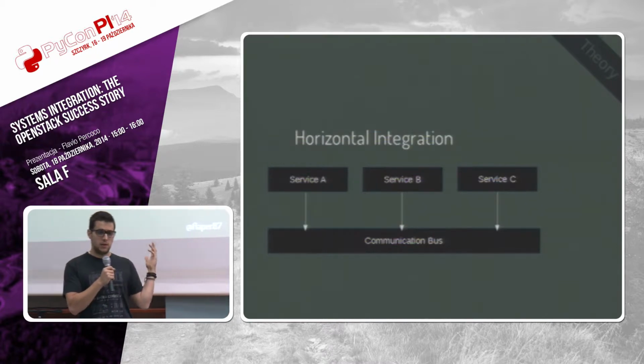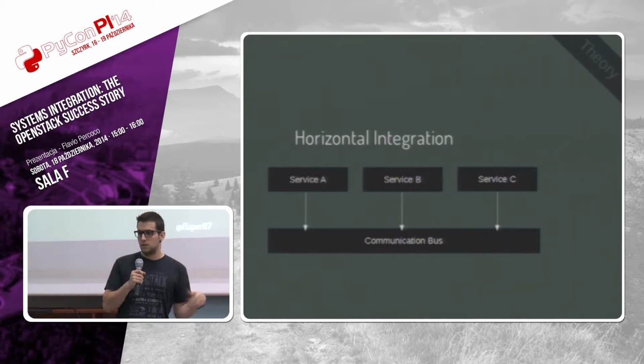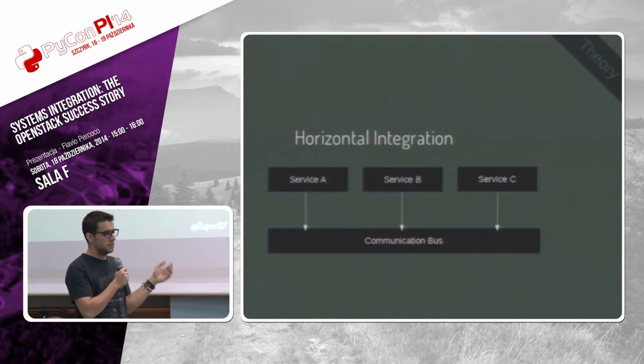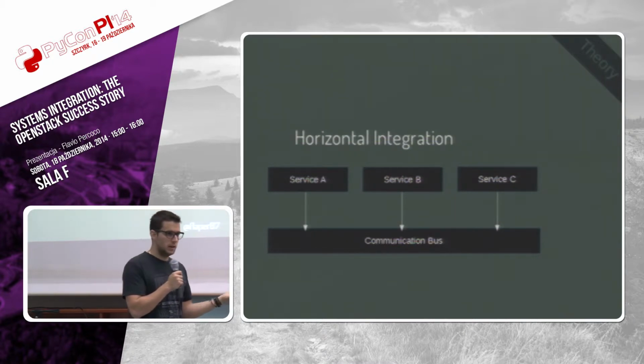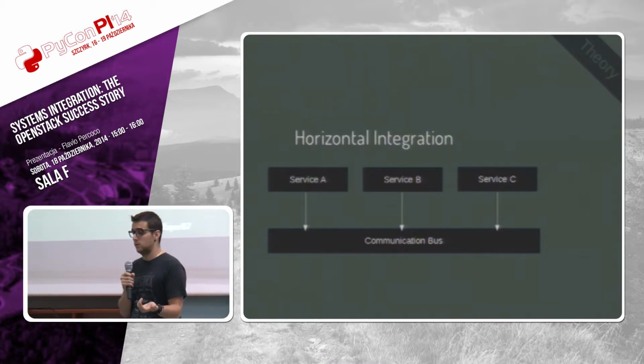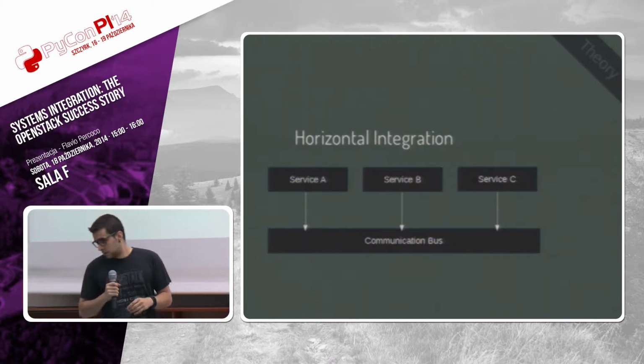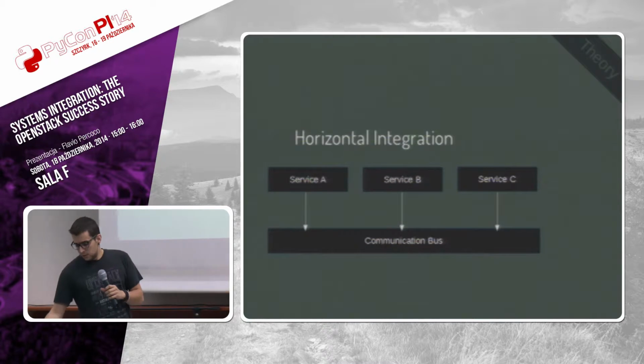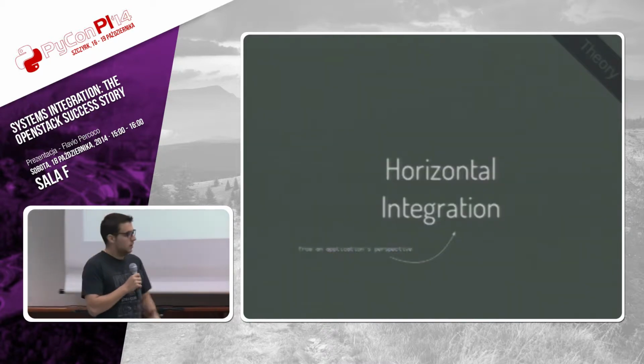So if service A needs something from service B, it will send a message to this communication bus, and service B will eventually get it, do something, and reply back to service A if service A is waiting for a reply. And this is the one that we use the most in OpenStack.